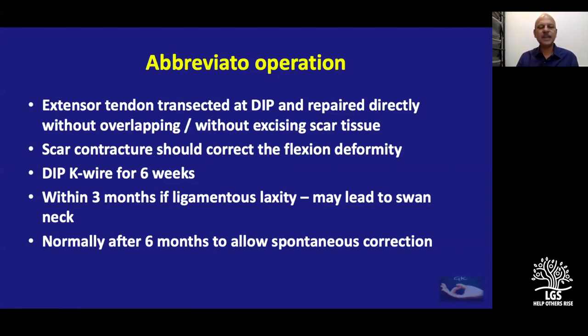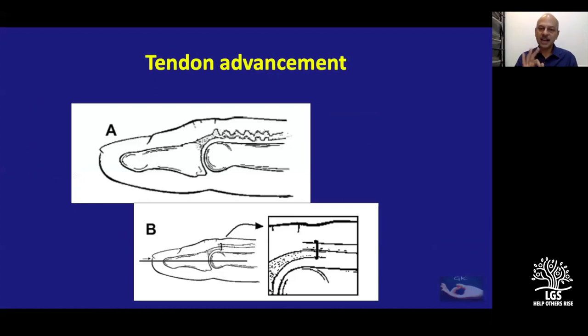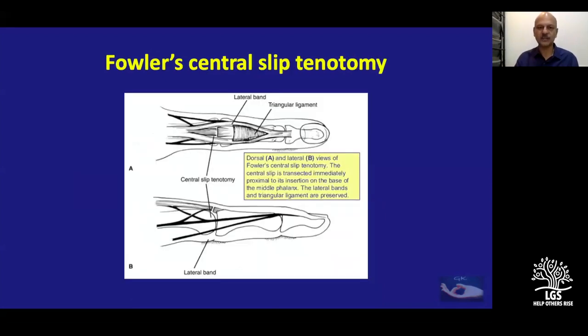Similarly, the DIP K-wire is left on for 6 weeks, and it is usually done within 6 months if there is ligamentous laxity, or normally it is done after 6 months to allow spontaneous correction. So for any surgical procedure, when do you call it a chronic mallet? Only after 6 months. The third procedure is called the tendon advancement. This is also an extreme procedure if the scar is very long. If the extension lag is more than 50 degrees, that means the scar there is quite long. So what we need to do is overlap the tendon and suture it so that it becomes shortened, but it runs the risk of causing a tightness in flexion of the DIP joint.